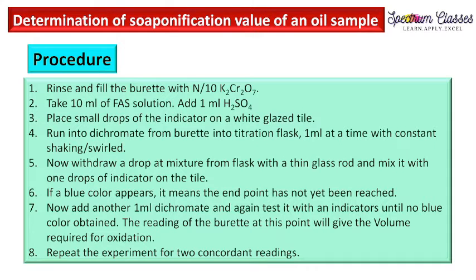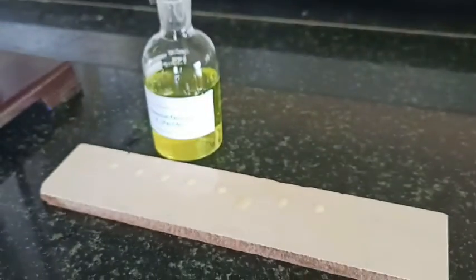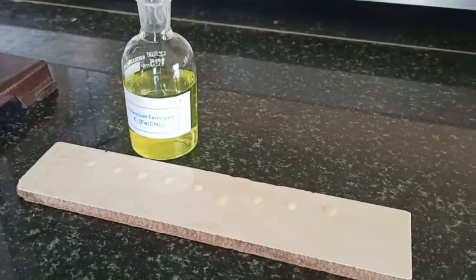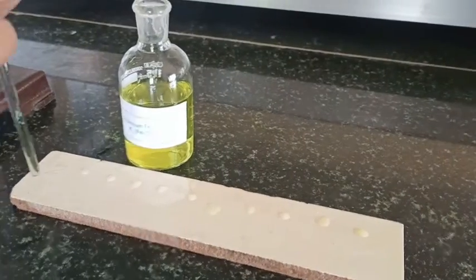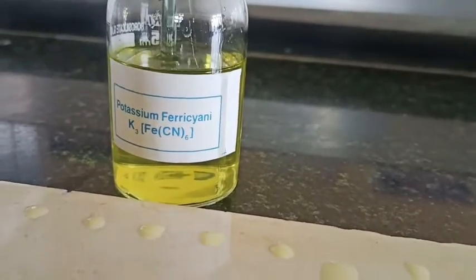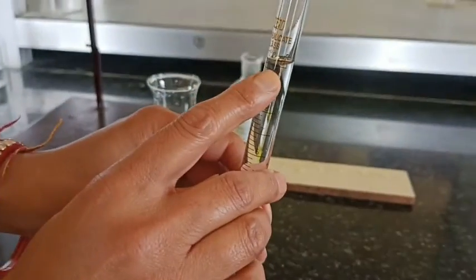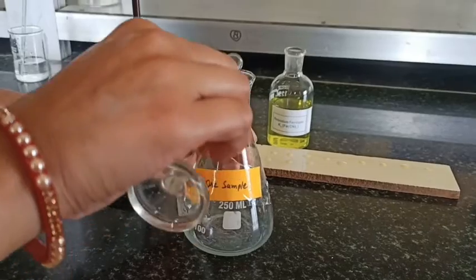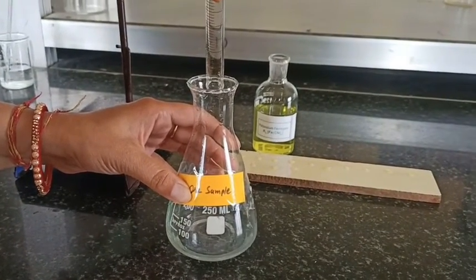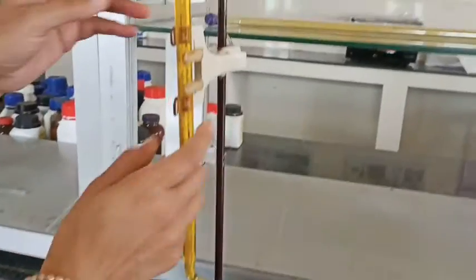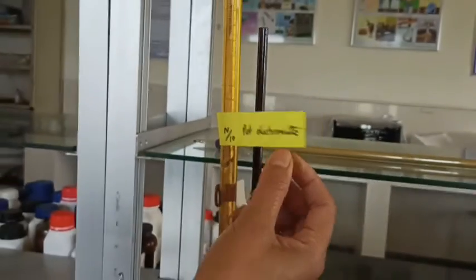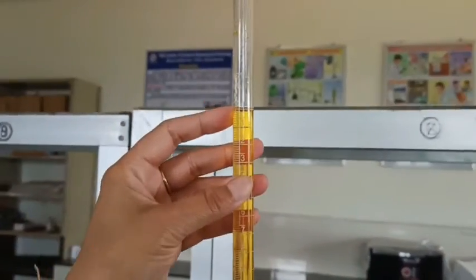Showing you the procedure. Here I have written the procedure for how we are going to perform this experiment, but I am not going to read it. This is just for your writing purpose. So let's start with the lab activity. Here I am placing the K3[Fe(CN)6] indicator on the glaze tile and it seems to be white. I have put a number of drops over there. Here I have 10 ml of FAS. I have written ore sample, but rather than using an ore sample I am using ferrous ammonium sulphate. Here we have N/10 potassium dichromate solution. Its initial reading is 0.